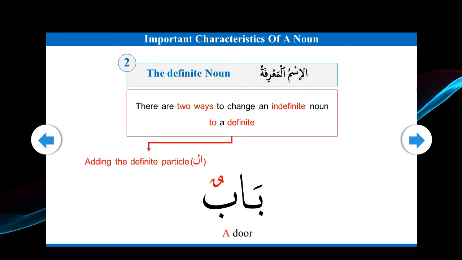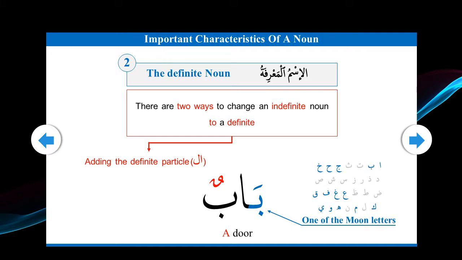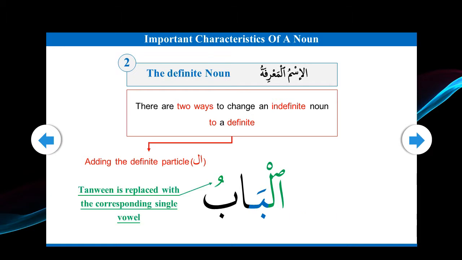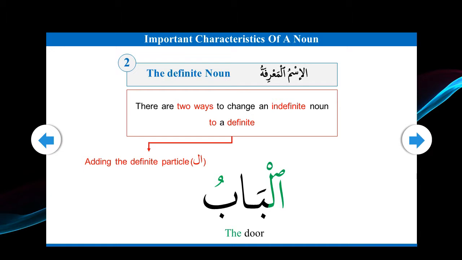Take the example of the noun Babun, a door. The first letter is one of the moon letters. So to make the noun definite, al will be connected to the first letter, and then tanween will be replaced with the corresponding single vowel. So we will get al-babu, the door.